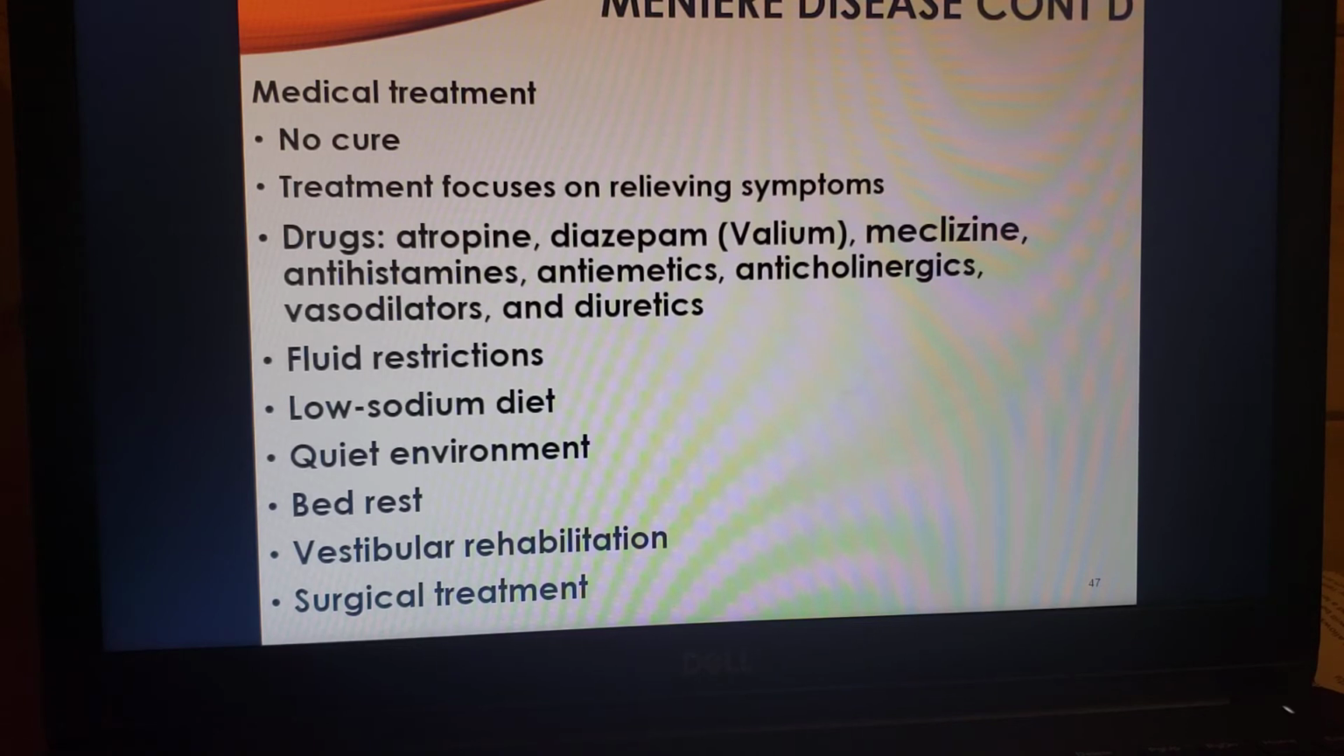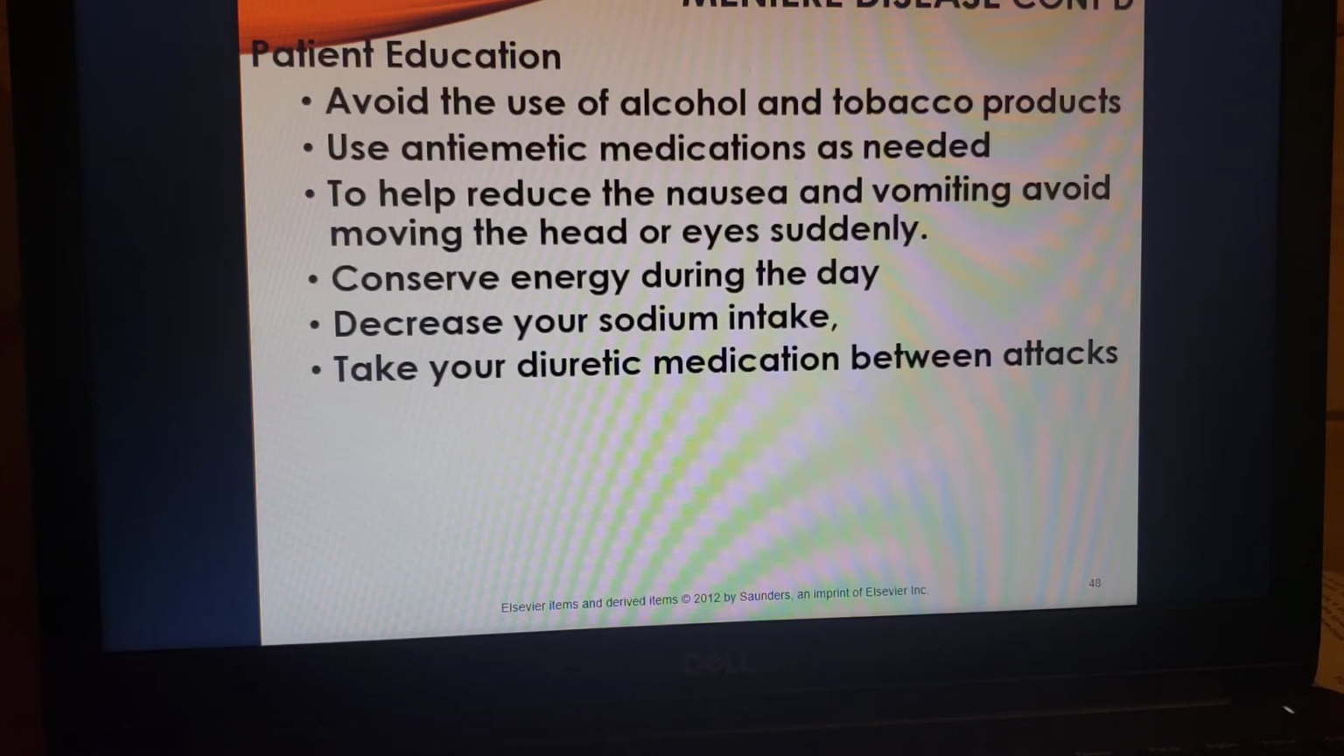If the patient has severe frequent attacks, they may do a surgical procedure to relieve that problem for the patient. But we're not going to get into that. But we are going to talk about patient education. For nursing, this is vital. We are educators, and we need to educate our patients about their disease. So be able to implement patient education for Meniere's disease.